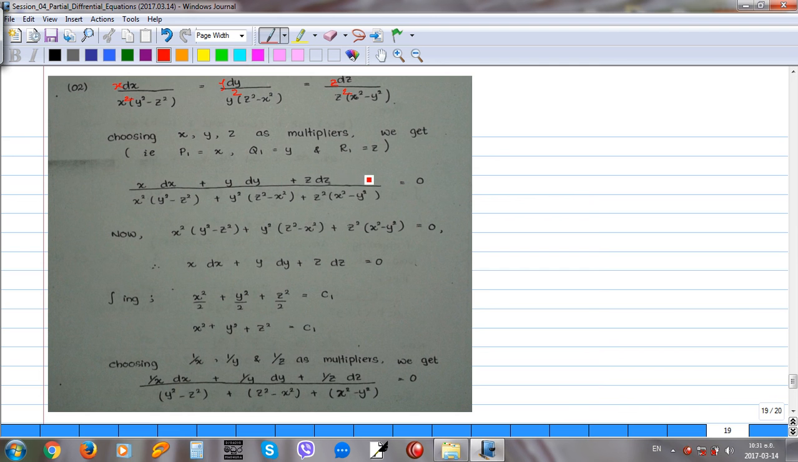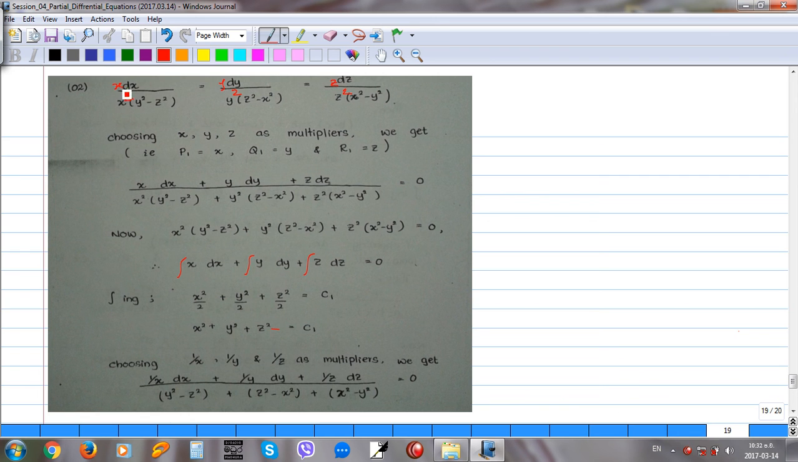After that, equal this part to 0 and this part to 0. Then you can integrate this, right? Then x square over 2, y square over 2, z square over 2. Then you can find c1 as x square plus y square plus z square. Again you have to choose the multipliers suitable for this one. Then here we can take 1 over x, 1 over y, 1 over z. Then if you take this as multipliers, then you get here 1 over x times dx plus 1 over y times dy plus 1 over z times dz, right?